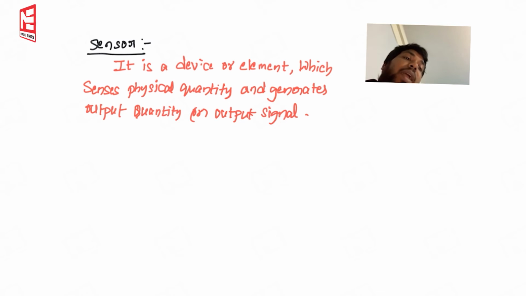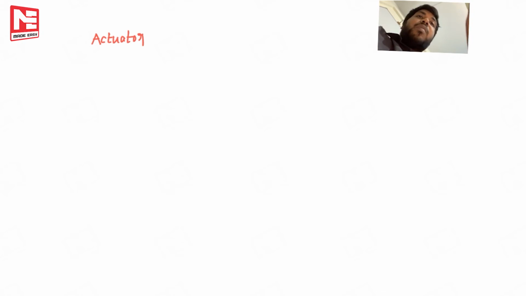Now let's go to the actuators part. Now let us discuss actuators. As usual, I won't discuss the definition immediately. First, let me explain the example. Once I explain the example, then automatically you will understand the definition of actuator.